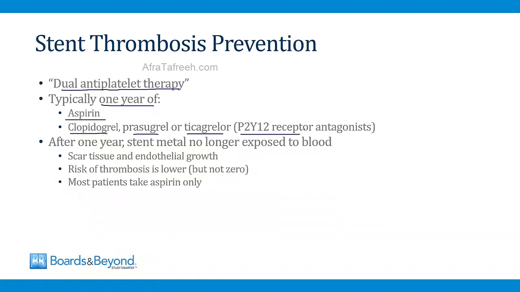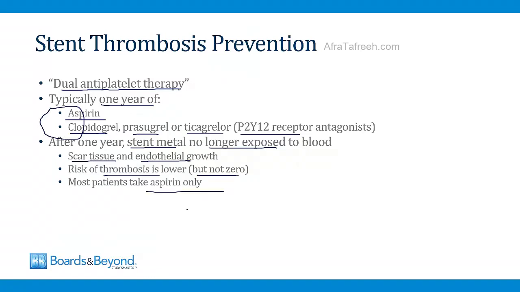The reason they're usually administered for only 1 year is because after a year, the metal of the stent is usually no longer exposed to the blood where it can cause a thrombus to form. That's because, as we talked about in the last slide, there's some scar tissue growth. There's also growth of the endothelial layer of the blood vessel, and usually this covers the metal struts of the stent so they're not exposed to blood. This makes the risk of thrombosis lower, although not zero. Patients can have a stent thrombosis years after a stent is placed. But because the risk of thrombosis becomes lower after about a year, most patients then transition from two drugs for dual antiplatelet therapy to taking aspirin only, and they usually take aspirin indefinitely for prevention of myocardial infarction.